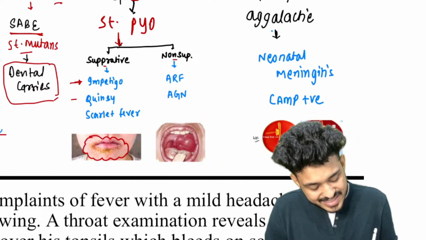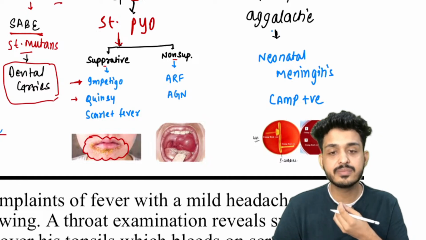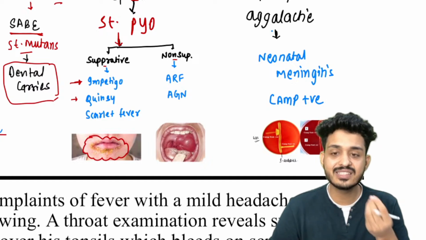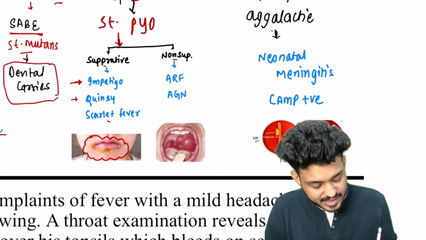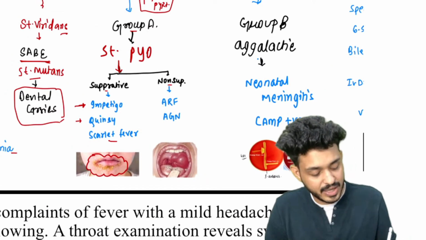Quinsy is what? Quinsy is basically peritonsillar. Para means what? Near the tonsil. So that would be giving you a near-the-tonsil abscess. That is a peritonsillar abscess. Scarlet fever is also a suppurative complication of Streptococcus pyogenes.